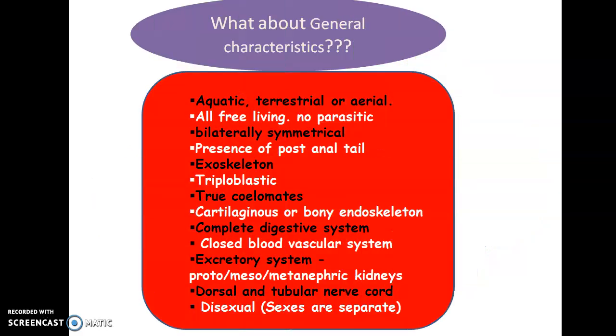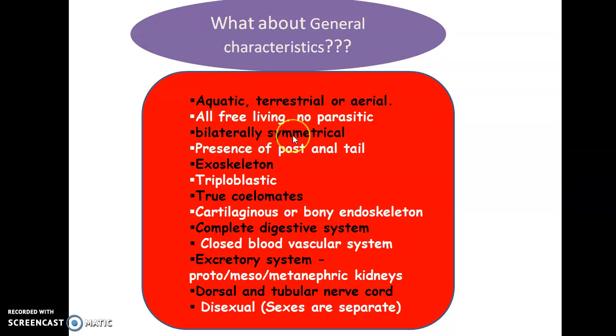Then comes the general characters of this particular phylum. First one is their habitat. You can see they are aquatic, terrestrial as well as aerial. In these three habitats you can see chordates. Then most of them are free living. No parasitic forms are found. We know that most of the parasites are found in invertebrate phyla like Aschelminthes as well as which one? Platyhelminthes. Then they have bilateral symmetry.